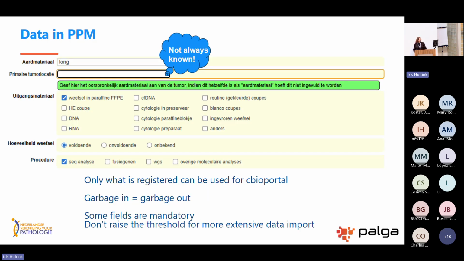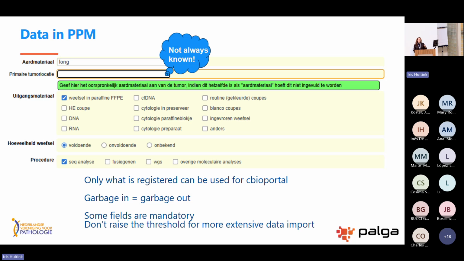Currently, PALGA has made it possible to get PALGA data in cBioPortal. And of course, to get the data in cBioPortal, you first need to make sure that you collect the data. Here you see a screenshot of the PALGA protocol module, the module that we use to collect the data. I don't know whether it's readable, but up here it says primary tumor location. That's a field that we need to fill out or can fill out. But above that, you have material. In this case, it's a lung cancer, so it's a tumor in the lung, and we report that it's a lung sample.